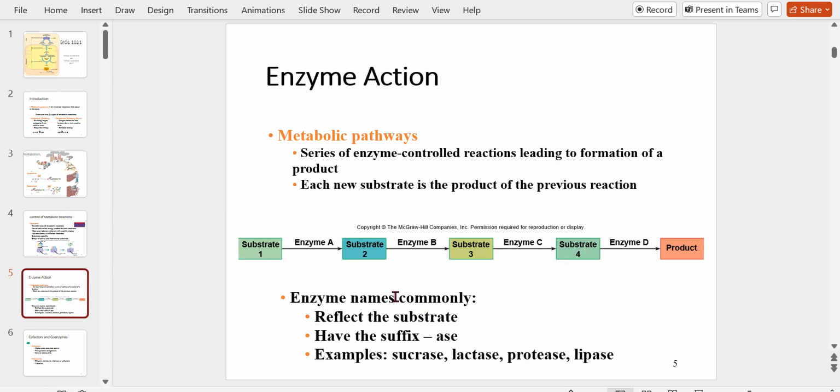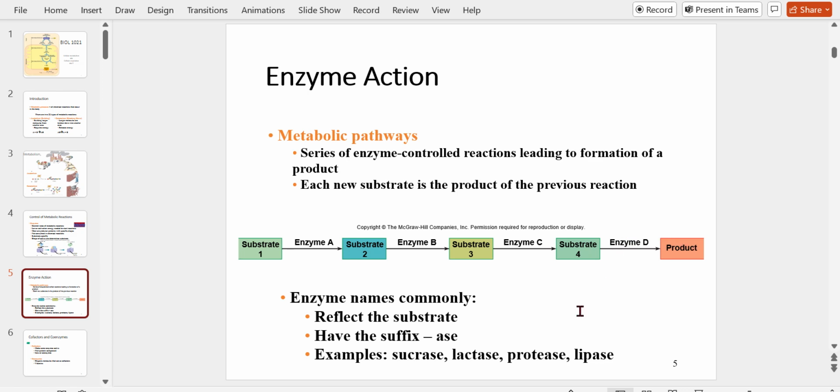So, enzyme action, you'll see here, it's basically all about what we call a metabolic pathway. A series of enzyme-controlled reactions leading to formation of the product itself. Each new substrate is the product of the previous reaction. Substrate 1 is altered here by enzyme A to make substrate 2. Enzyme B takes that one and makes substrate 3, which is taken by enzyme C to make 4. And the last enzyme in this metabolic pathway takes substrate 4 and makes the product.